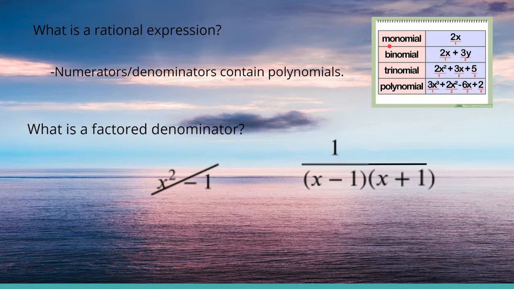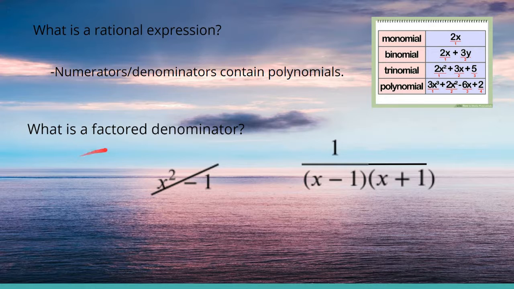What is a monomial? A monomial is one number with a variable. A binomial is two numbers with two different variables, or two different variables to different powers. A trinomial is three, and a polynomial is more than three. Over here, in this case, we have four.